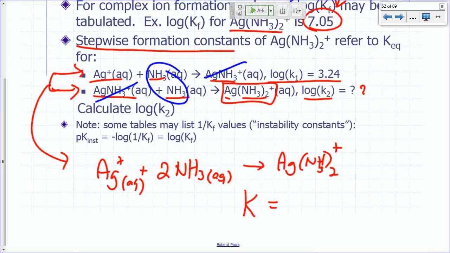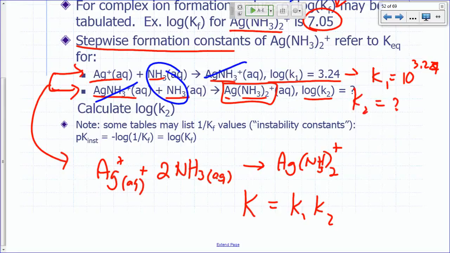It is equal to the product of K1 and K2, right? What's KEQ for this first step? K1 is equal to 10 to the 3.24. And for the second step, K2 is equal to, we don't know. But what is K for the overall reaction? Kf is given, it's 10 to the 7.05.